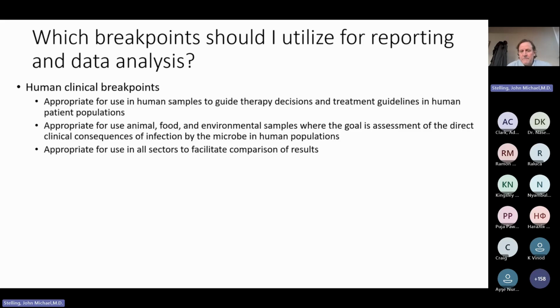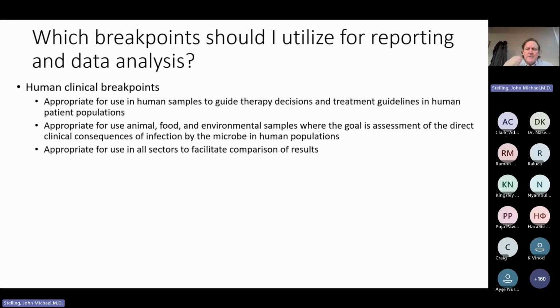Human breakpoints are also relevant in animal, food, and environmental samples, not because the animal is sick. Well, the food is dead. The environmental sample, there's no life in that. But the goal is not curing the animal or the food or the water. It's an assessment of what would be the direct clinical impact on the human population. So it's what we might refer to as a public health concern. So it is appropriate to use human clinical breakpoints in animal and food and water samples if our objective is to inform the public health risk assessment for human populations.